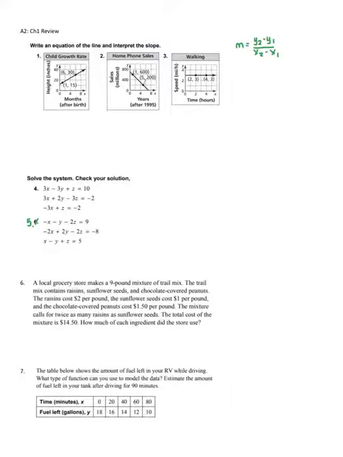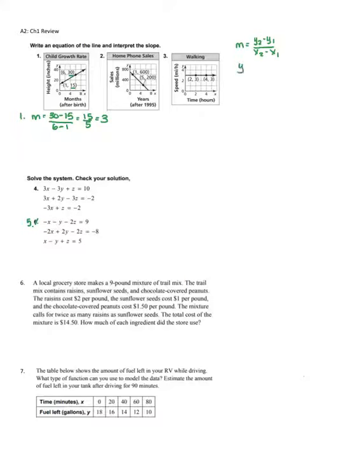So for these first three problems, you have to write the equation of the line, which means you're going to have to find each slope, and then also interpret what the slope means. For number one, I have the slope formula written over to the side. Your slope is going to be 30 minus 15, the difference of the two y values, over 6 minus 1. So 15 over 5 reduces to 3.